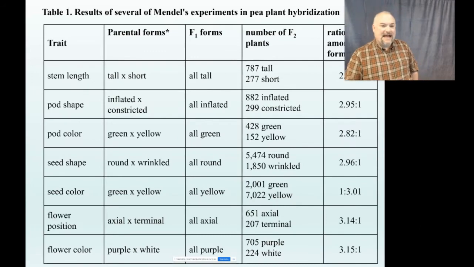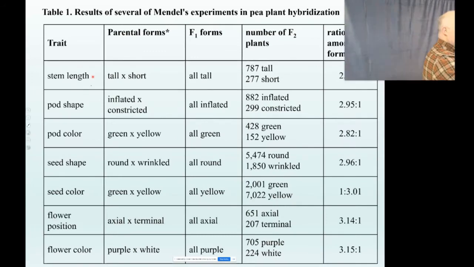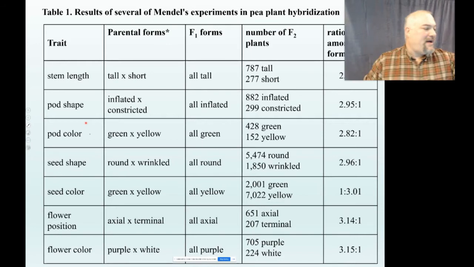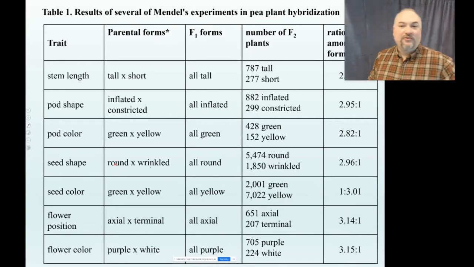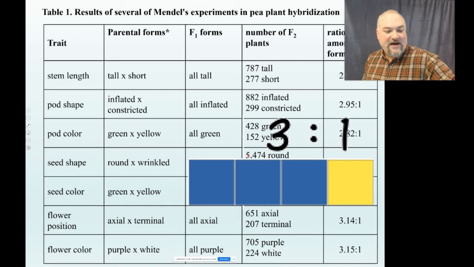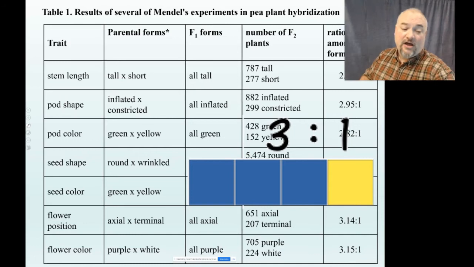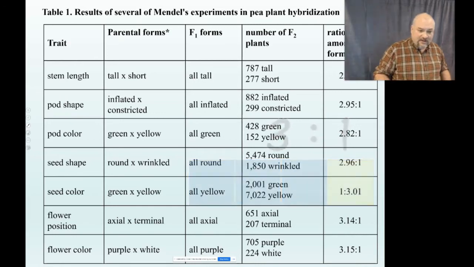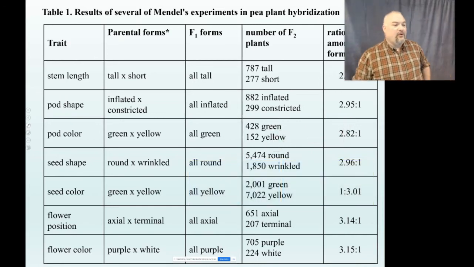Okay, and here are his actual numbers: stem length, pod shape, pod color, all these kinds of things. We work our way over. You can see once again, it's about 5,500 to 1,800 again, about a 3 to 1, 3 of one type, 1 of the other, 3 out of 4 or 3/4 to 1/4. So you saw this over and over and over again.